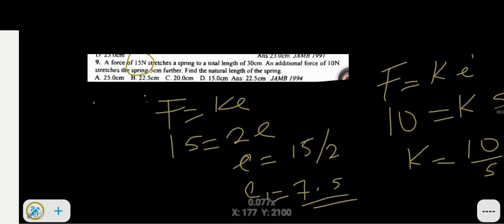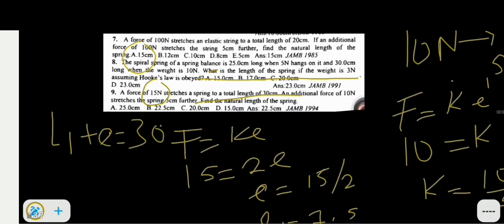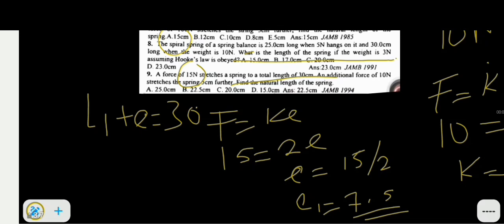But we are told in the question that the whole length of the string was 30 cm. That means L1 plus the extension was 30. You have to find the natural length. Natural length means you have to find L1.